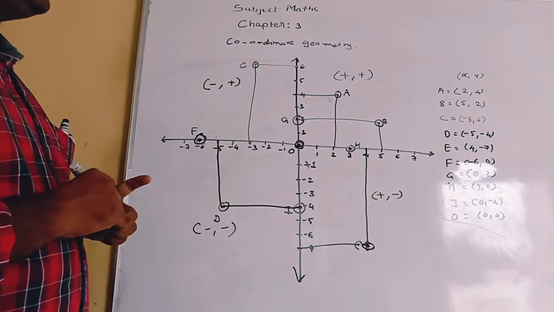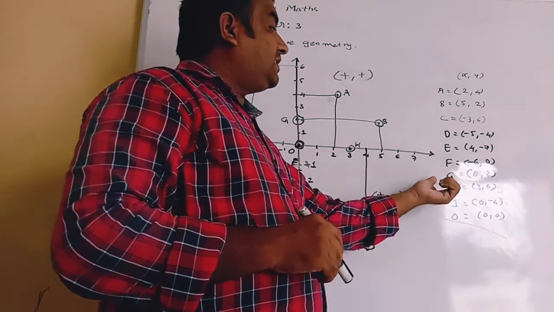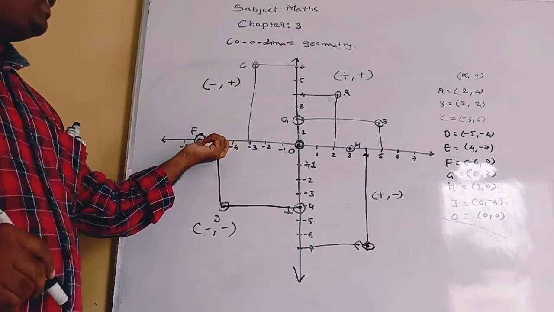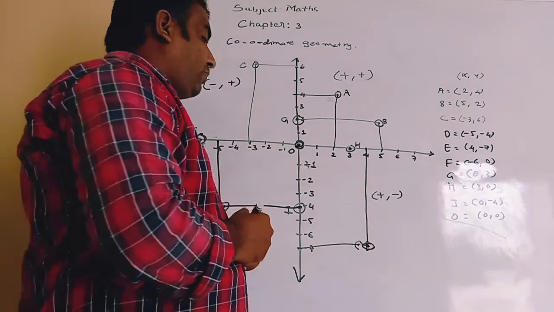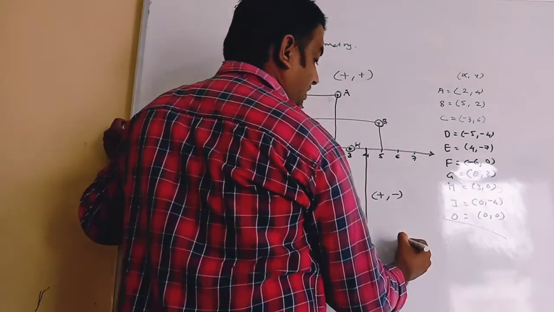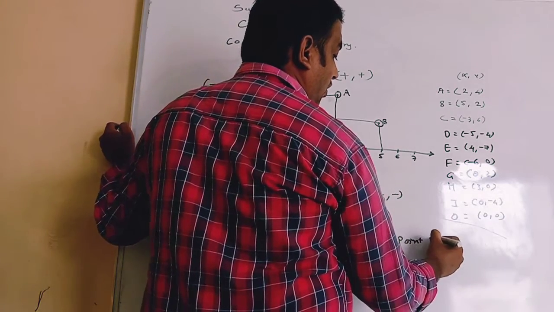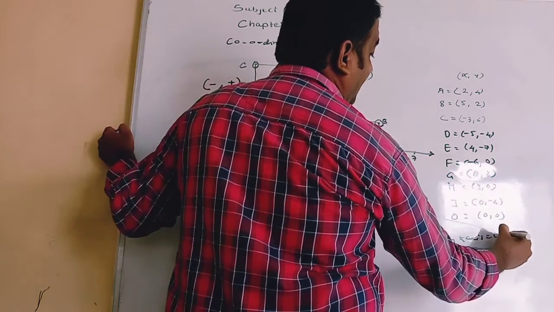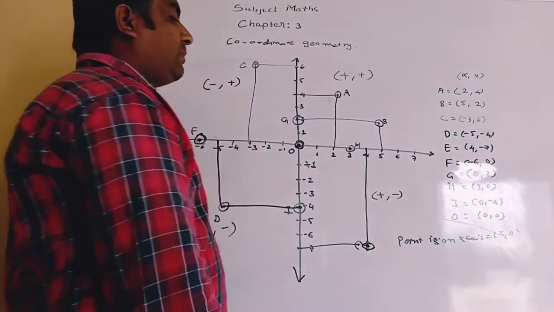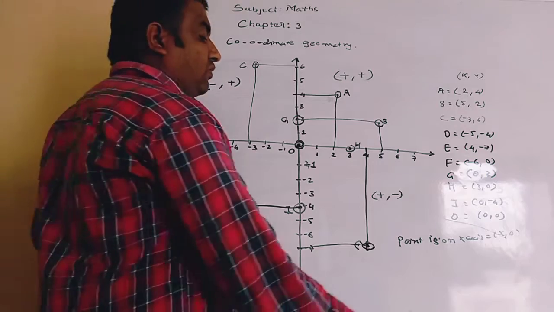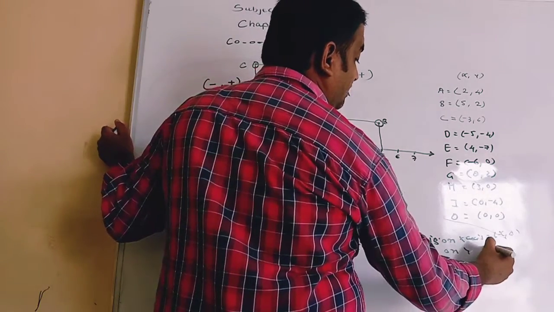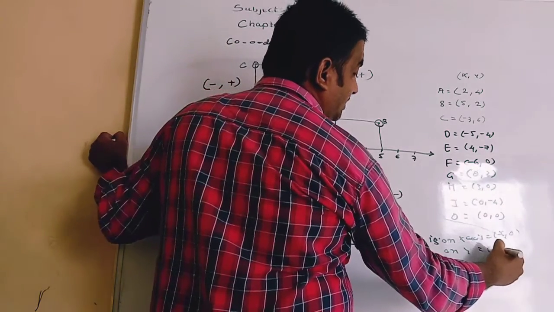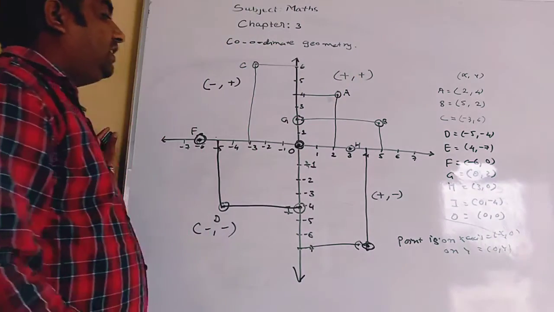While for the x-axis points, we can see that H and F are lying on the x-axis, so their y coordinate is 0. So whenever a point is on the x-axis, its coordinates are x, 0, where x is any number. And in the same way, if a point is on the y-axis, its coordinates we can see are 0, 2 and 0, -4, meaning 0, y, where y is any number.